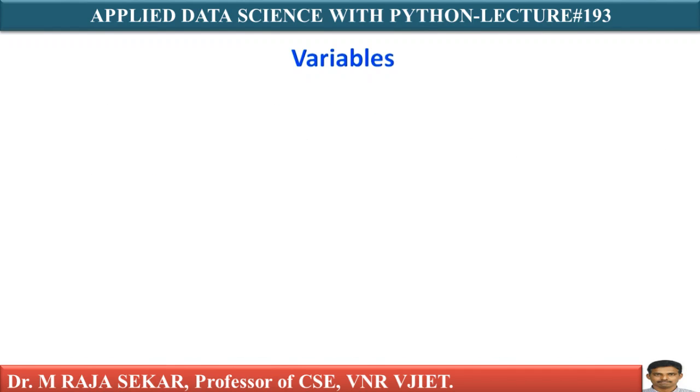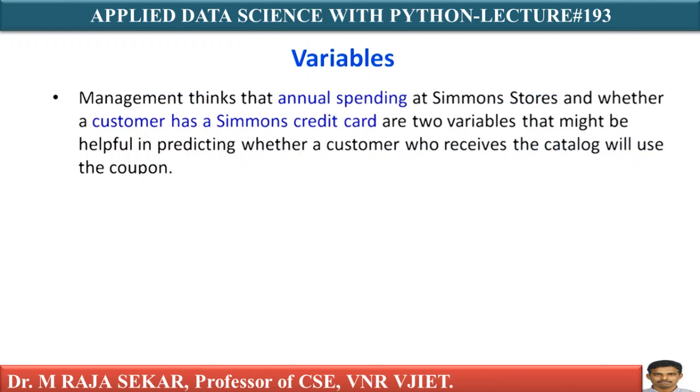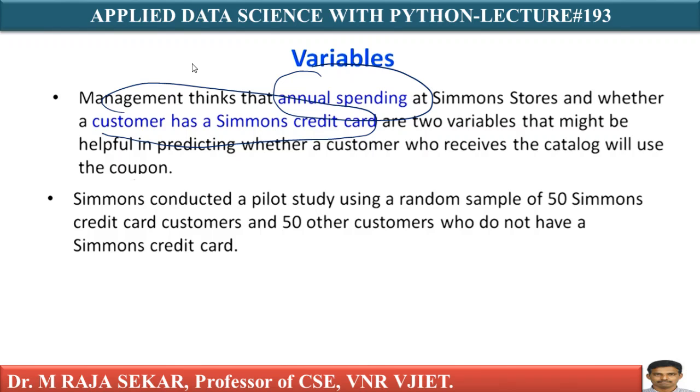Here you must understand the variables. What are the variables in the problem? Actually, we have to identify what kind of customers to target so that they will use the coupon. Before that, what are the variables in this problem? If you observe carefully, here I have two variables. One is annual spending, and another one is whether the customer has a Siemens credit card.